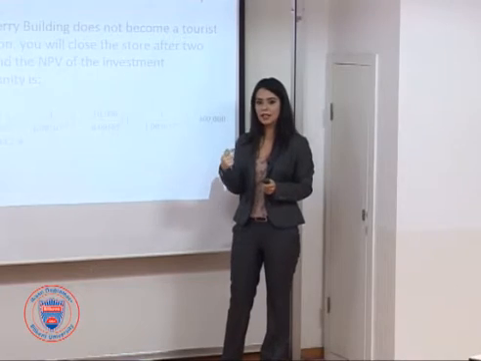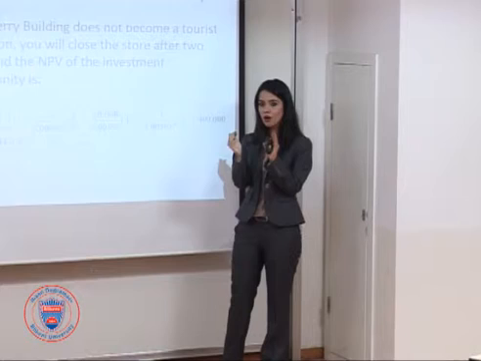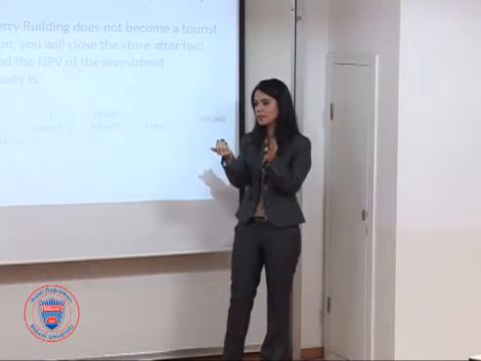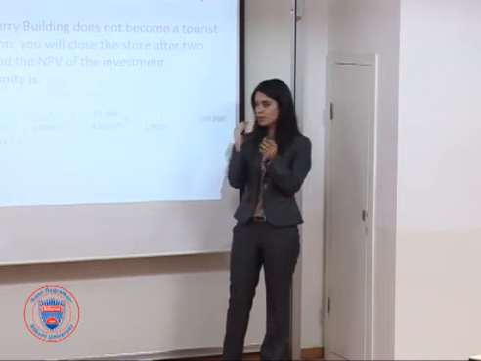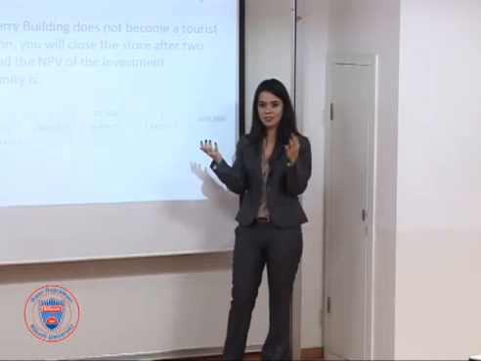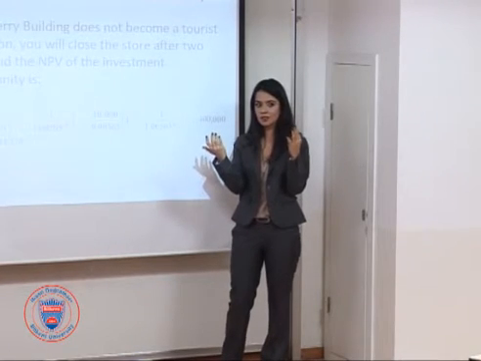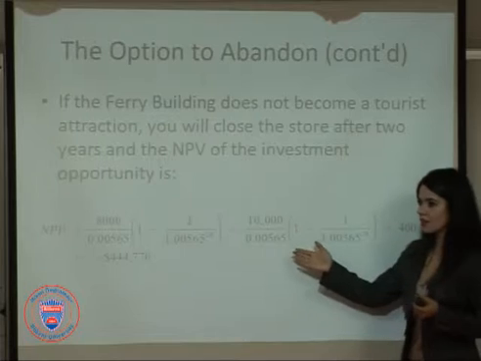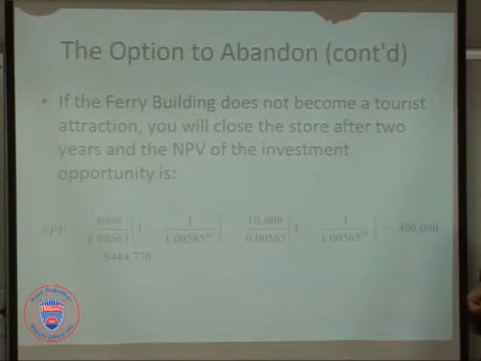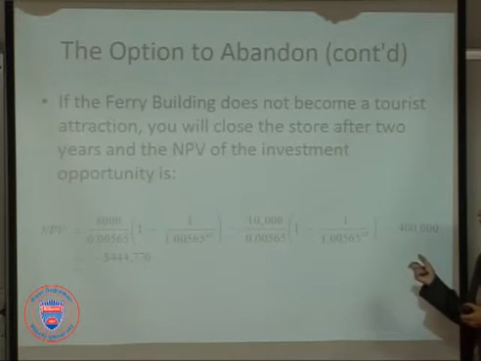So I'm going to calculate the NPV of the project just focusing on the 2-year loss, basically. Otherwise, I will have more loss, of course, if I don't close the store. So in that case, NPV will be negative $444,000. What part should I repeat?